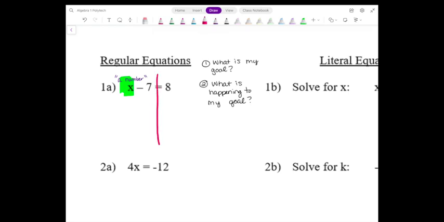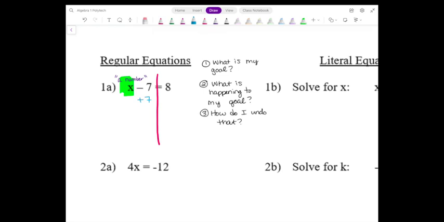So I just draw my line straight down and I say, okay, what is happening to my goal? Well, it's being subtracted by 7, right? My goal is subtracted by 7. So I say, how do I undo that? Well, what's the opposite of subtracting? Hopefully you're yelling at me that it's adding. So the opposite of subtract is to add. So if I add 7 to one side, I have to.